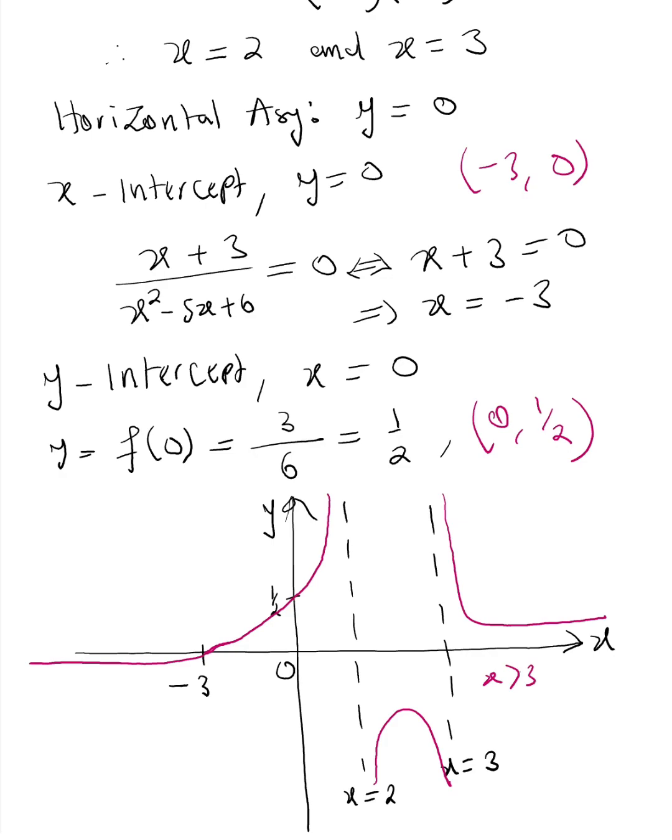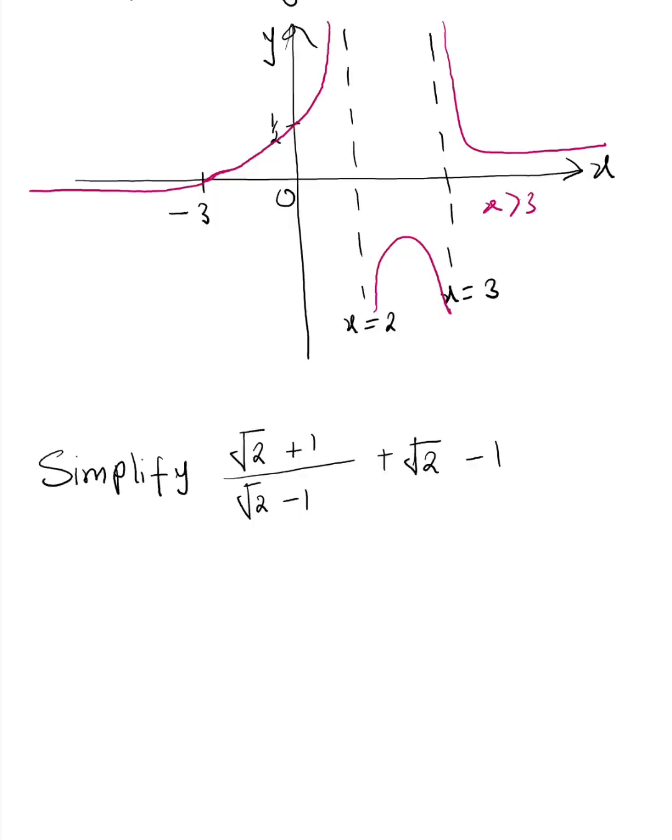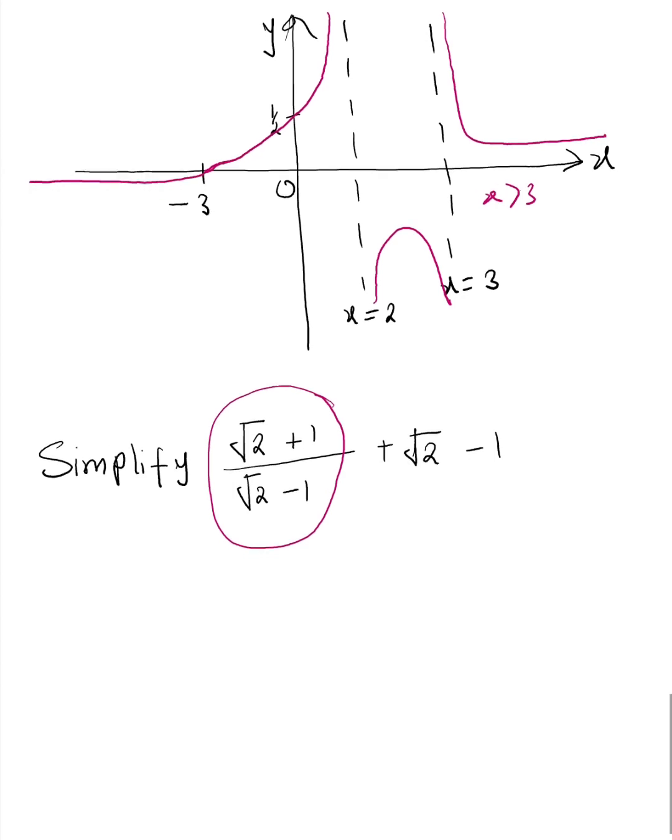Then this is done. The next problem says simplify or express the square root of 2 plus 1 over the square root of 2 minus 1 plus the square root of 2 minus 1 in the form of alpha plus beta multiplied by the square root of 2, where alpha and beta are real numbers. So what I would do, I would first of all rationalize the first part.